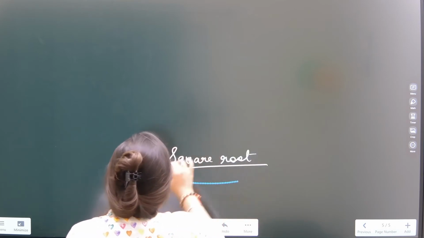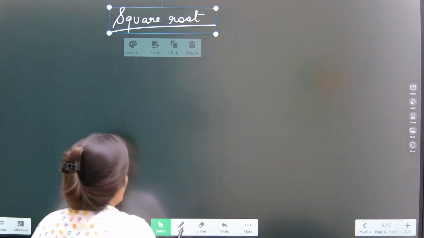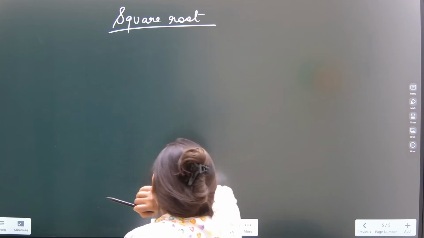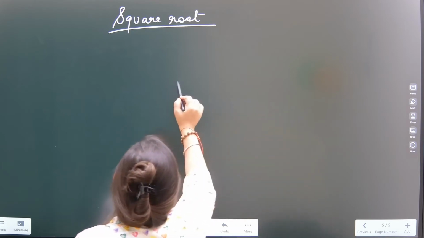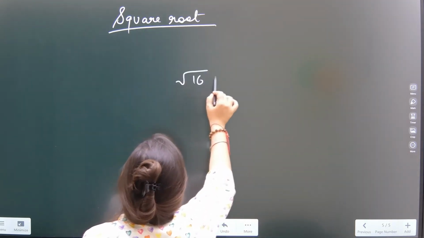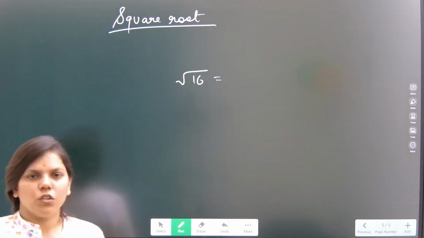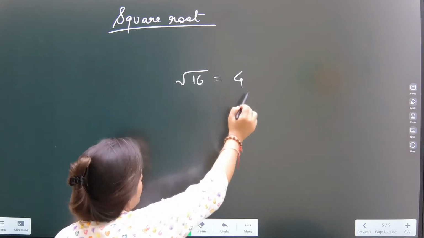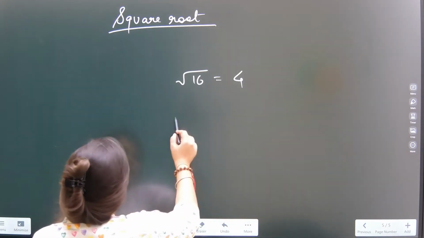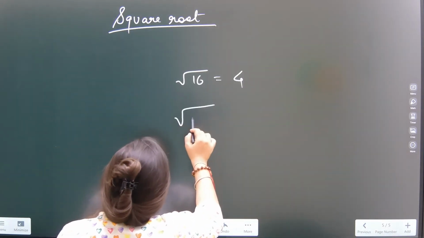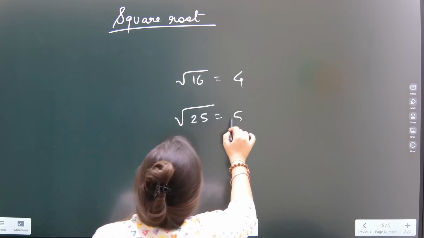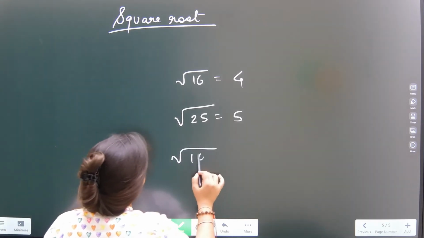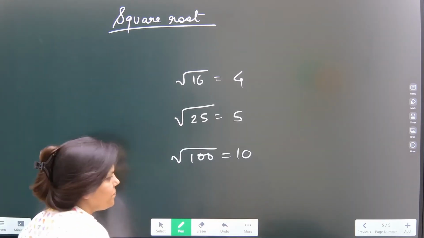Now, for example, if I am writing under root 16, this is very easy. 16 is the square of 4. If I am writing under root 25, this is the square of 5. If I am writing under root 100, this is the square of 10.